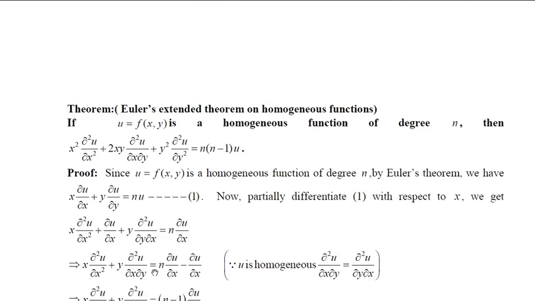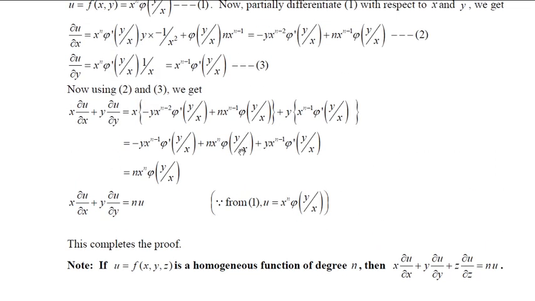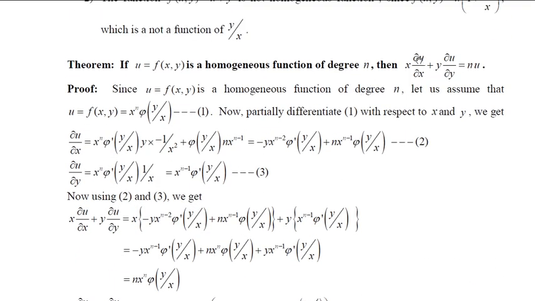Now let's move on to the next, Euler's extended theorem on homogeneous functions. What is that? If u is equal to f of x, y is a homogeneous function of degree n, then we have to show that x square into dou square u by dou x square plus 2xy into dou square u by dou x dou y plus y square into dou square u by dou y square equal to n into n minus 1 into u. In the first theorem we have proved this: x into dou u by dou x plus y into dou u by dou y is equal to nu.